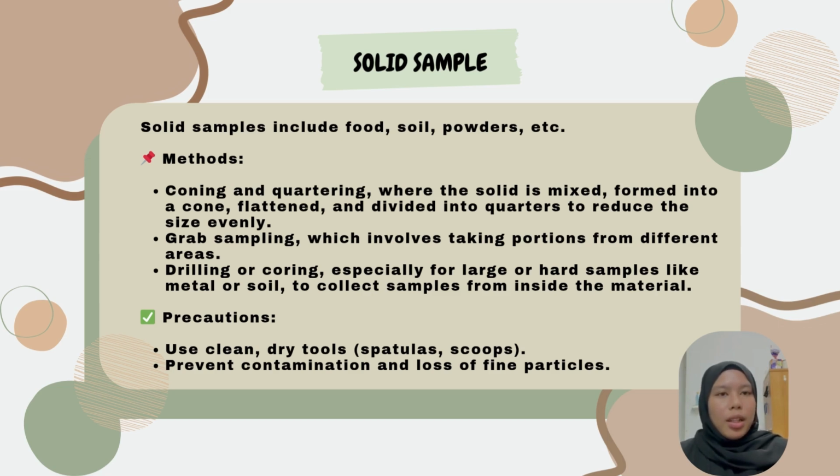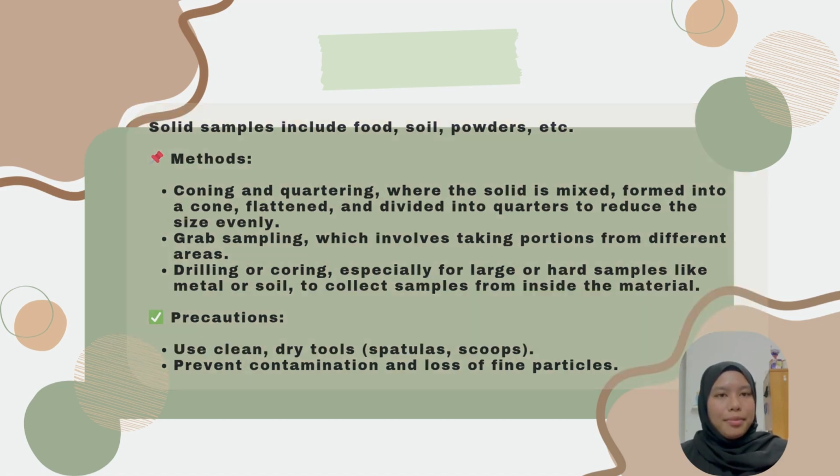The last method is drilling or coring. It is used for large or hard material like metal or soil. This method is useful to collect the sample from the inside of the material. The precaution that we must take for this sampling technique is to use a clean and dry tool such as spatula or scoops. It is to prevent contamination or loss of fine particles from the sample.